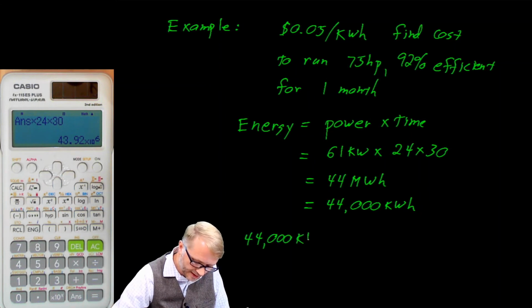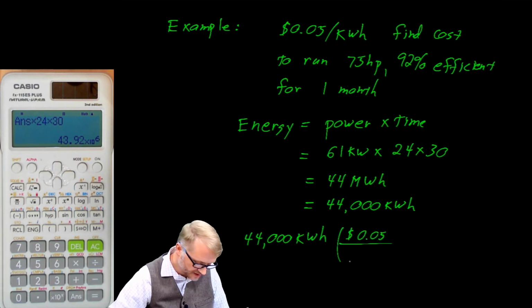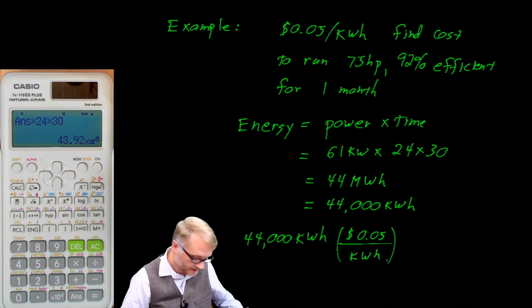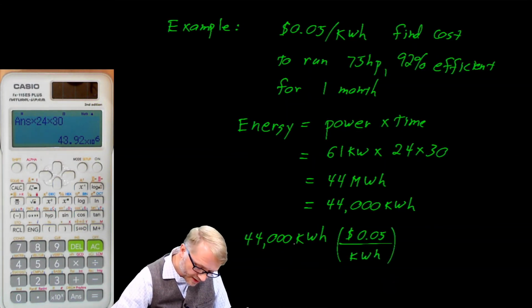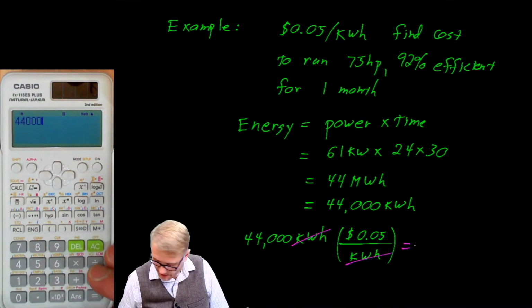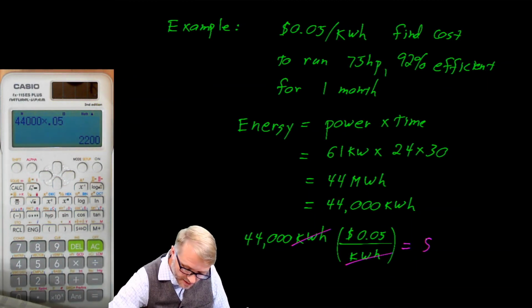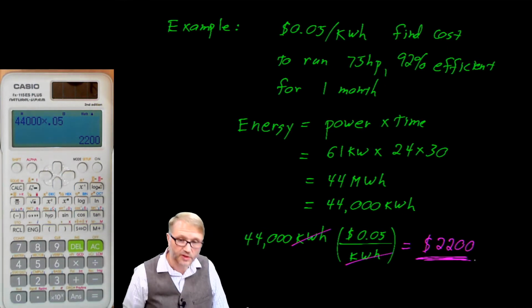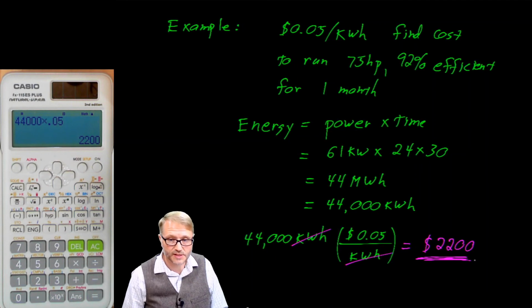All right, now we take that number, 44,000 kilowatt hours. We use dimensional analysis where we say electricity costs 5 cents per kilowatt hour. We cross off the units. So the cost to run this motor, 44,000 times 0.05. There we go. So the cost to run this motor is $2,200. So every month, if you're going to run a 75 horsepower motor, that's what it's going to cost you.